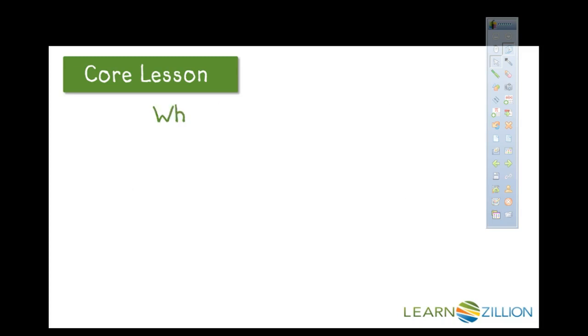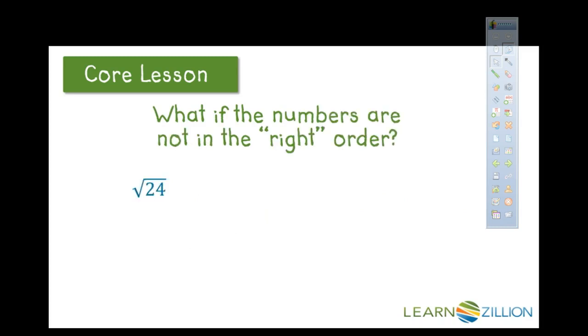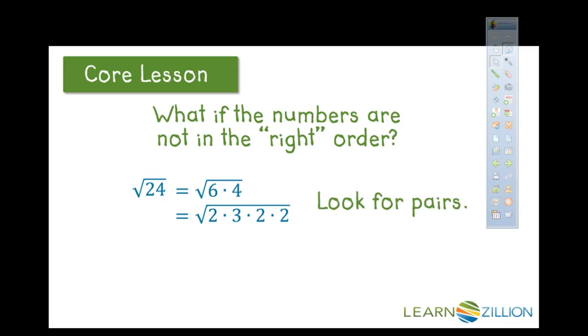But what if the numbers aren't in the right order? Let's look at the square root of 24 again. Write the factors under the radical and this can still be decomposed into 2 times 3 times 2 times 2. Since you're looking for a square root, you want to find a pair. It doesn't matter if I use this pair of 2's or if I use this pair of 2's. Either is a pair that being multiplied ends up with 2. In the end, the square root of 2 times the square root of 2 equals 2, and what's left under the radical multiplies to equal 6.